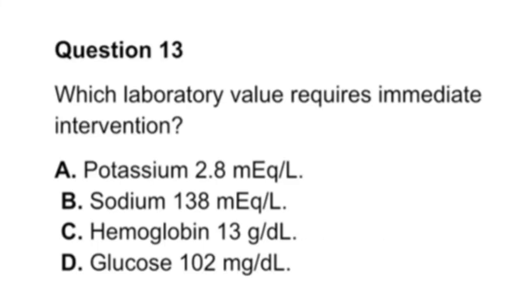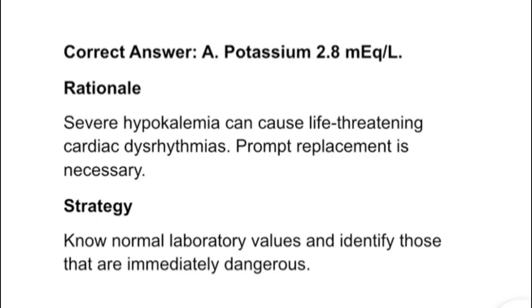Question 13. Which laboratory value requires immediate intervention? A. Potassium 2.8 mEq/L. B. Sodium 138 mEq/L. C. Hemoglobin 13 g/dL. D. Glucose 102 mg/dL. Correct answer, A. Potassium 2.8 mEq/L. Rationale. Severe hypokalemia can cause life-threatening cardiac dysrhythmias. Prompt replacement is necessary. Strategy. Know normal laboratory values and identify those that are immediately dangerous.